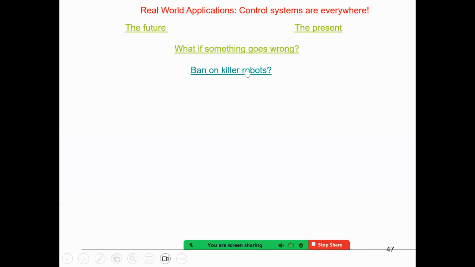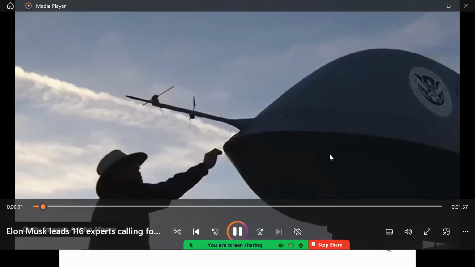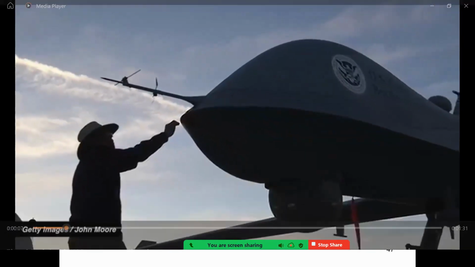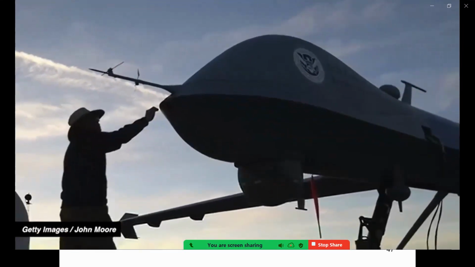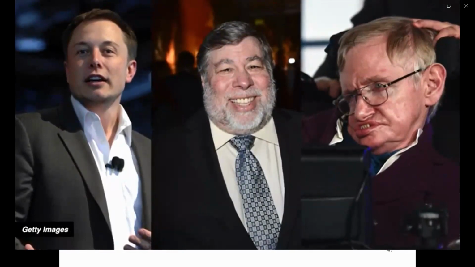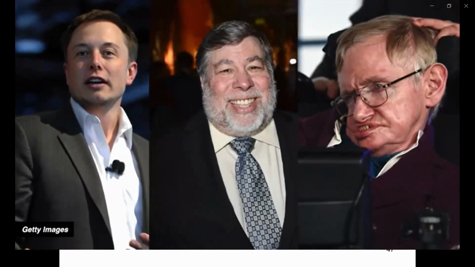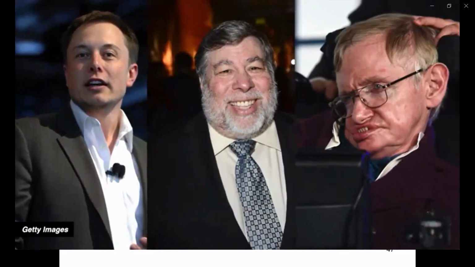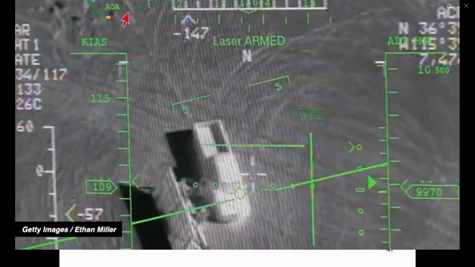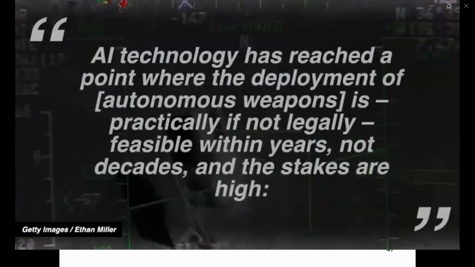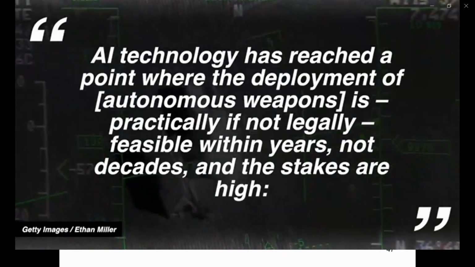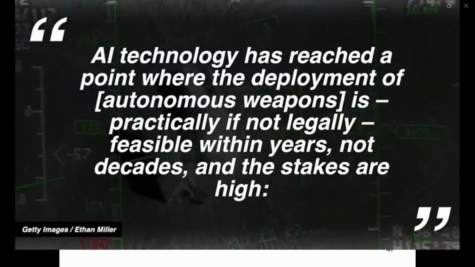Indeed, people are worried, so there is a call for a ban. It sounds like the plot of a sci-fi flick. Yeah, the major players in the tech and science industries are warning world leaders an artificial intelligence arms race could be a problem in the future. Tesla CEO Elon Musk, Apple co-founder Steve Wozniak, and renowned physicist Stephen Hawking, among other prominent figures, are warning world leaders of the potential problem as autonomous military weapons continue to grow. In a letter presented at the International Joint Conference on Artificial Intelligence in Buenos Aires, the group says AI technology has reached a point where the deployment of autonomous weapons is practically, if not legally, feasible within years, not decades, and the stakes are high.